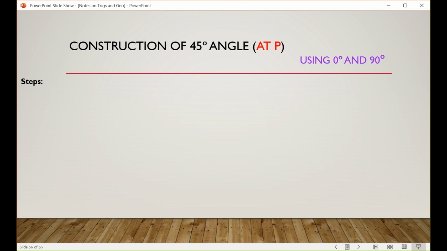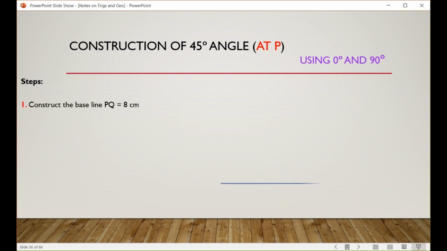Construction of a 45-degree angle at P using 0 degrees and 90 degrees. So technically what we're looking for is the direct middle between those two angles. So we can say that is called bisecting the two angles. So let's look at the steps.